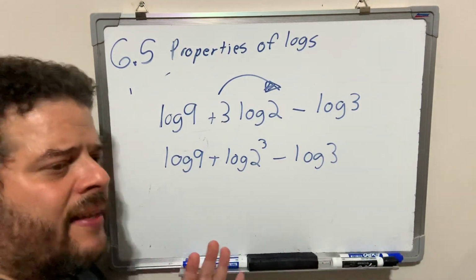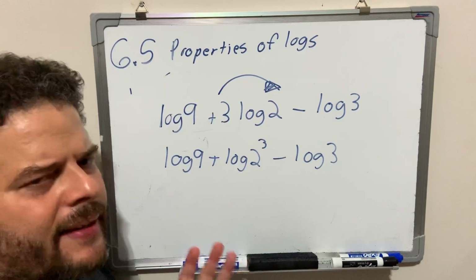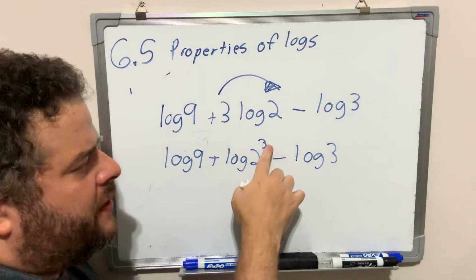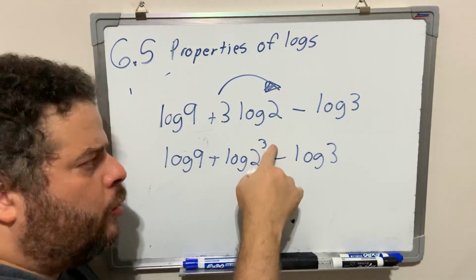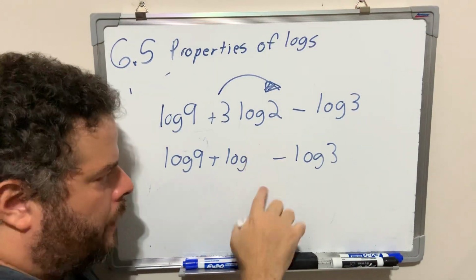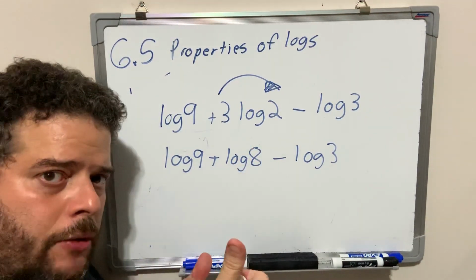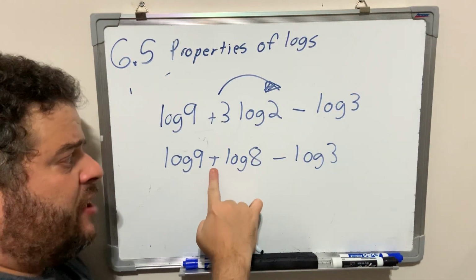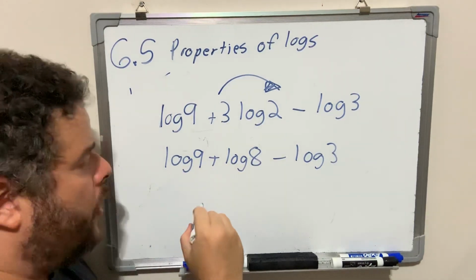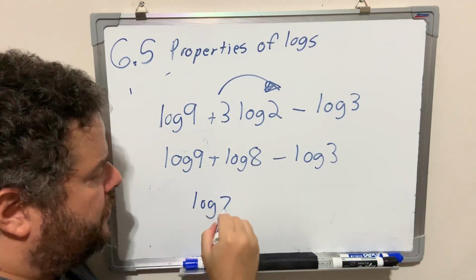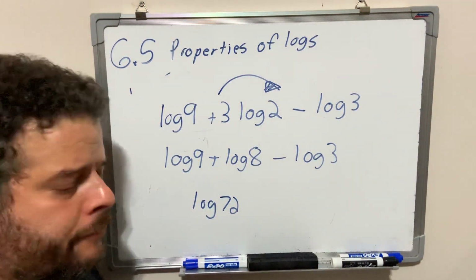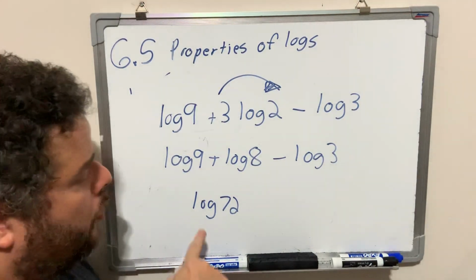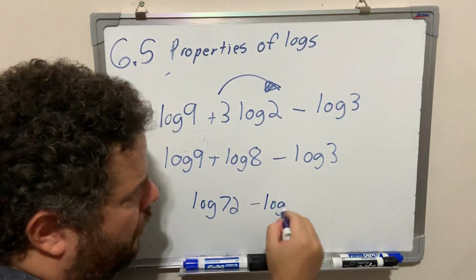Now, since we're trying to condense, it's like reverse. We're trying to just bunch it up as much as possible. So I'm going to turn this exponent and this base into a number. 2 to the 3rd power is 8. Great. Now, I'm going to work my numerator first. Since this is an addition, I'm going to multiply these two. So I'm going to end up with log 72. Let me just make sure. Yep, 72. So log 72 minus log 3.